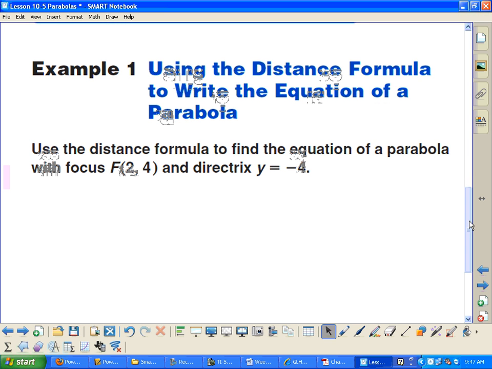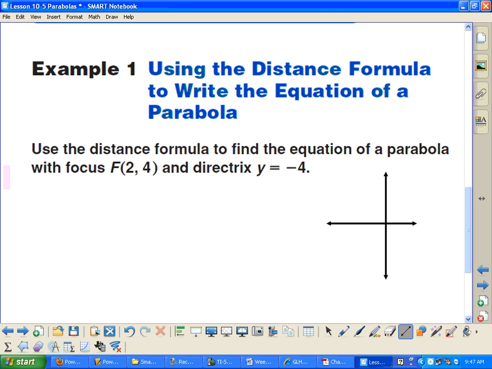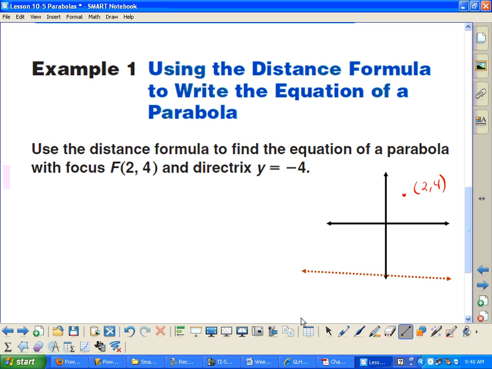So it says find the equation of the parabola with a focus at the point 2, 4 and a directrix at y equals -4. So I'm going to make a sketch of this graph first of all. It says the focus is at the point 2, 4, so the point 2, 4 would be about here. And it says the directrix is at the line y equals -4. The directrix is just like the asymptotes, it's a dotted line. There we go.